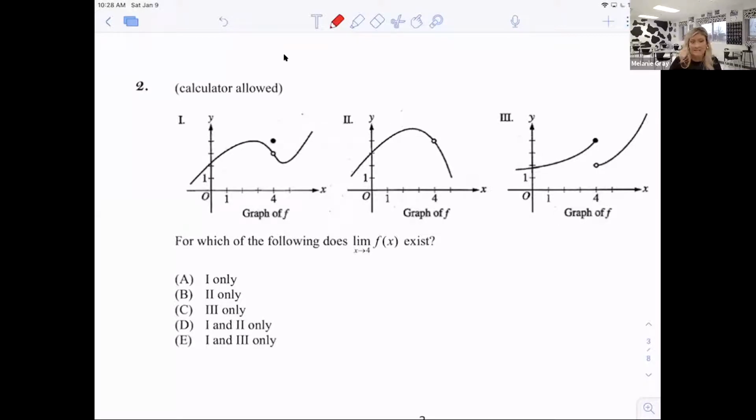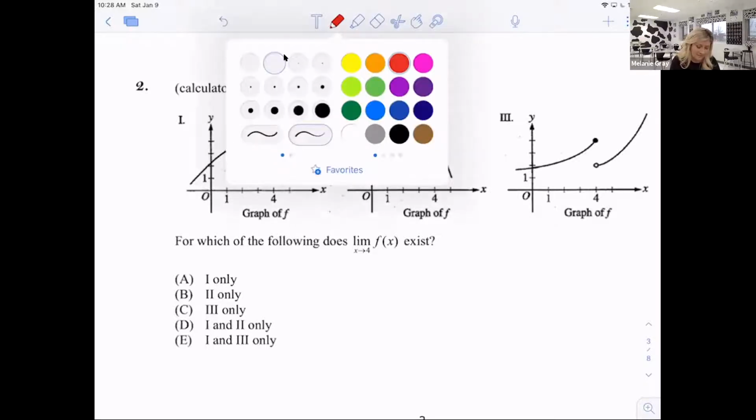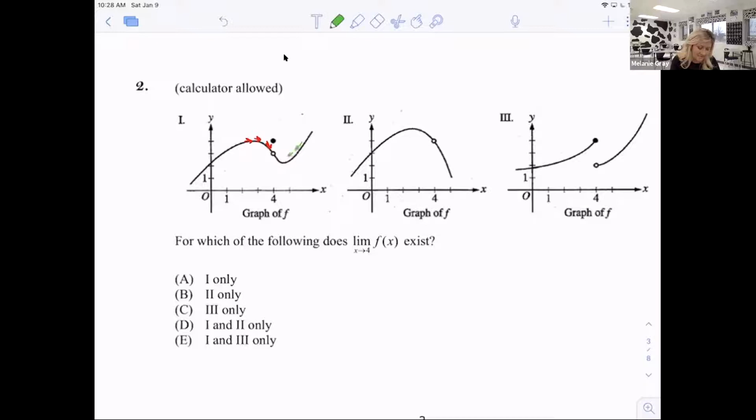So if you look at Roman numeral 1, we can see that as x approaches from the left-hand side, the limit is, the y value is approaching what looks to be about 3. So from the left-hand side, it looks to be 3. And then from the right-hand side, the y value is approaching 3. Now I know there's a hole there and there's a point above, but we're looking to see what y is approaching. And on both sides, the limit is approaching 3. So Roman numeral 1 is a yes.